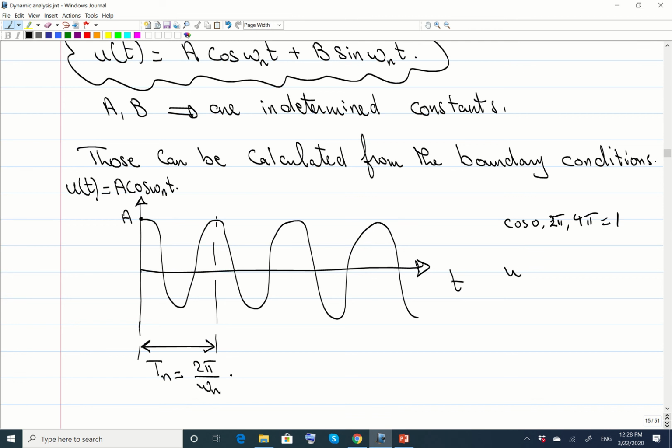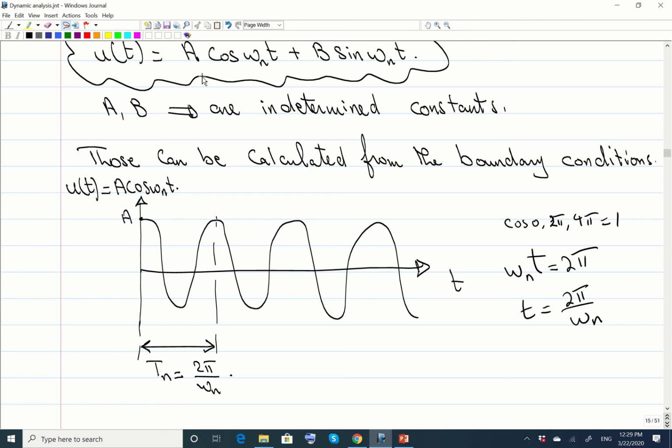So this function is going to repeat once omega n t is equal to 2 pi. So it's cyclic, when the time becomes 2 pi over omega n. So this is u of t, the first part of the equation, A cosine omega n t. It's a cyclic function, and one complete cycle will take a time equal to 2 pi divided by omega n. So we call this the period. This is the natural period.